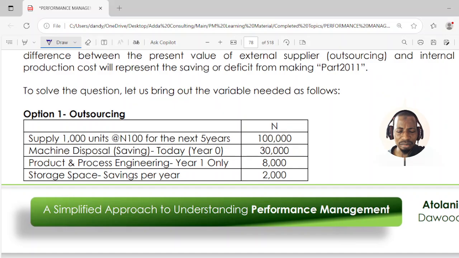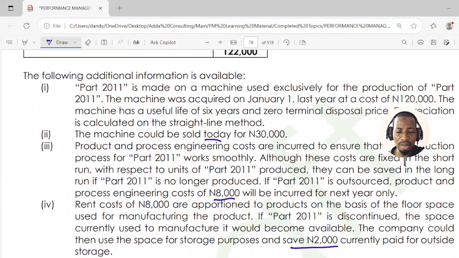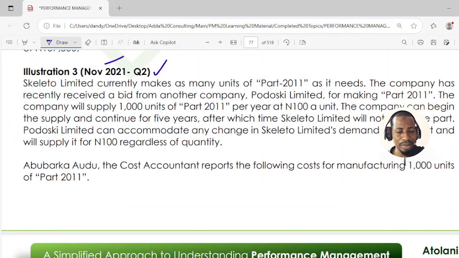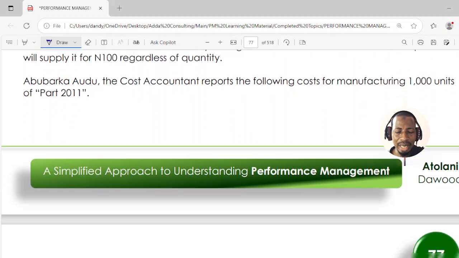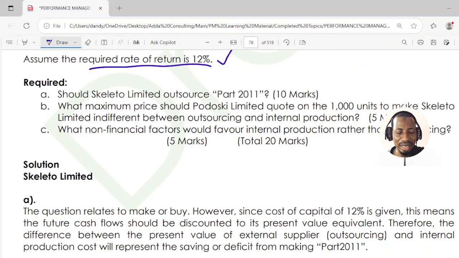There are some assumptions that need to be made in this particular question, because for the machine that was talked about in additional information number 1, we are not told who owns the machine. Is the machine owned by Podolsky, or is it owned by Skeleto? So here our assumption is that this machine is owned by Podolsky, which is the outside supplier.